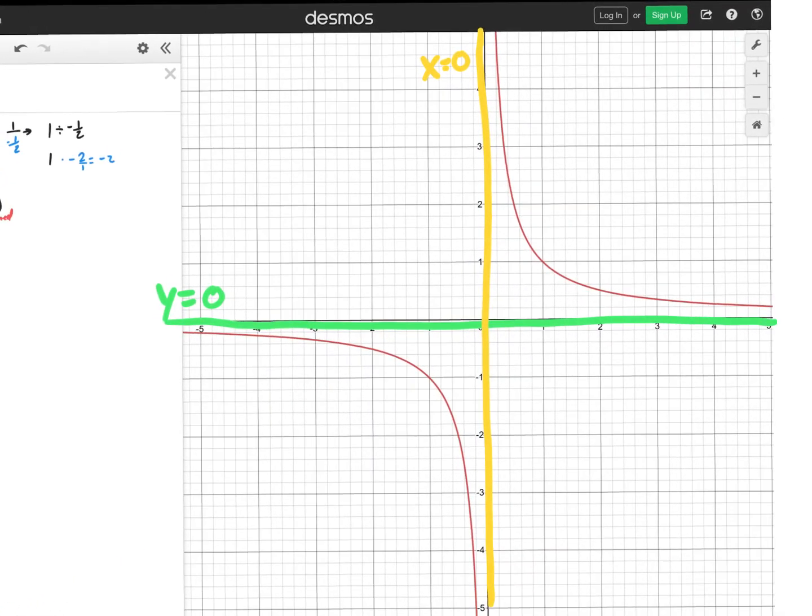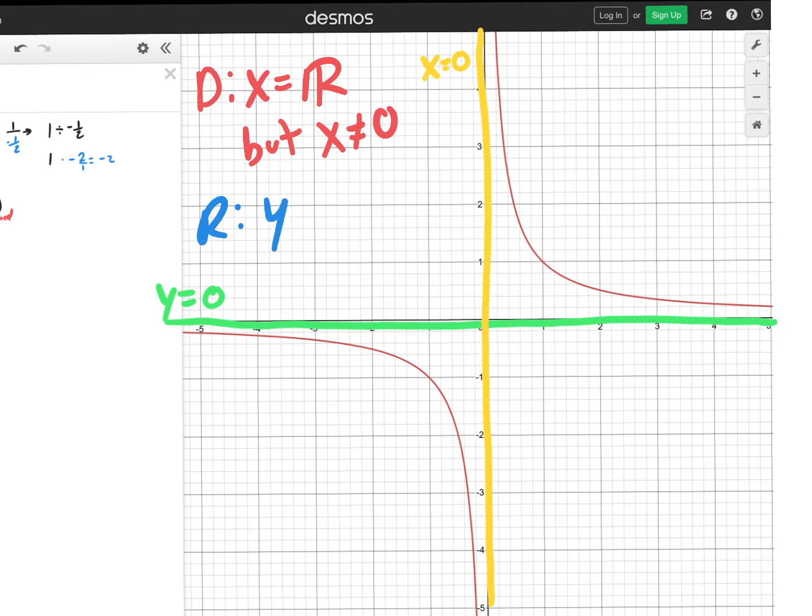What do you guys say is the domain of this guy? What's the domain? X equals all real numbers, but what? But the x value cannot be what? Cannot be 0. That's right. Okay. What about the range? The range of your y values. The y could be all real numbers, but your y cannot be 0 as well. Okay.